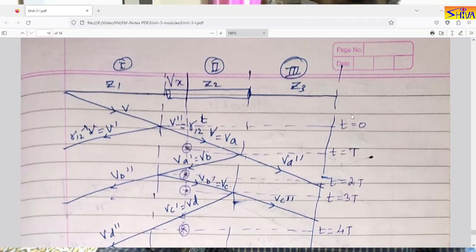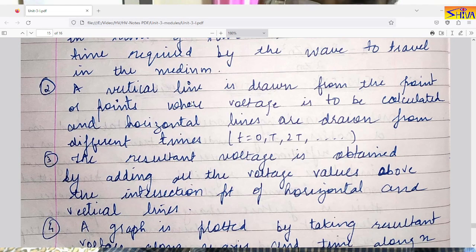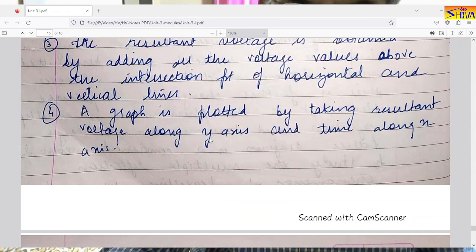So in Bewley's lattice diagram, we take time vertically downwards. It is 0, capital T, twice T and so on. And distance we take horizontally. Step 2: A vertical line is drawn from the point or points where voltage is to be calculated, and horizontal lines are drawn from different times.